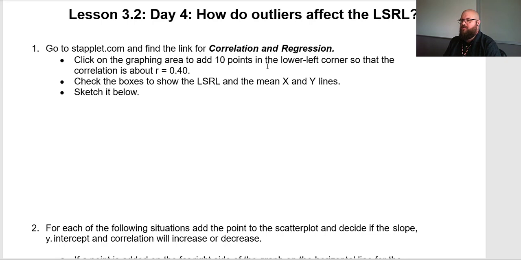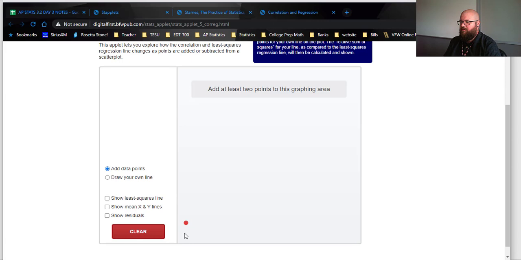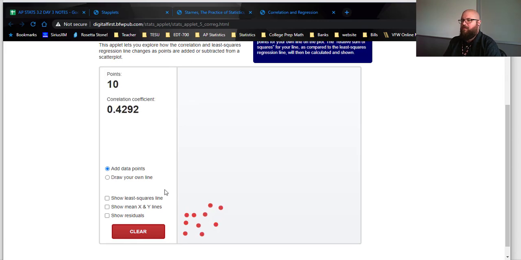Then we're going to check boxes to show the least squares regression line and the X and Y lines, which we would normally sketch here. Then I'm going to play around with some outliers and see how that affects our least squares regression line. So we're going to put 10 dots down here. All right, so there's 10 dots, around 0.4. Let's go ahead and show the least squares regression line, and then show the X and Y line.